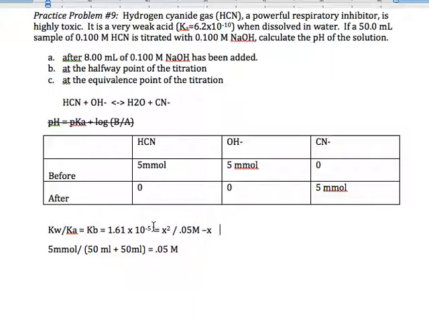My Kb is pretty small, so I think we're going to be okay getting rid of that minus x. If you could, plug that into your calculators. Again, we've got the 1.61 times 10 to the negative fifth times your original concentration of 0.05. Don't forget to square root. And I get an x of 8.98 times 10 to the negative fourth.